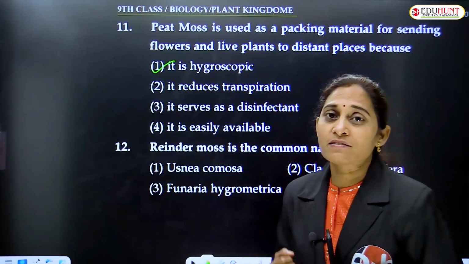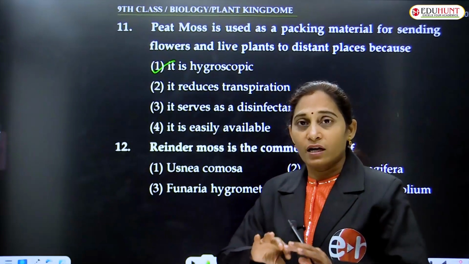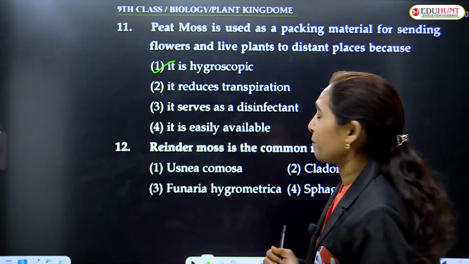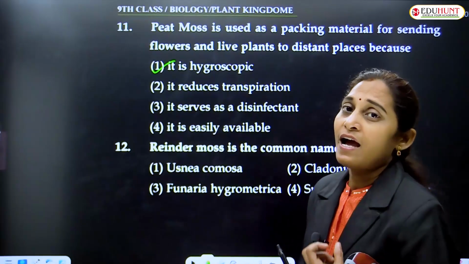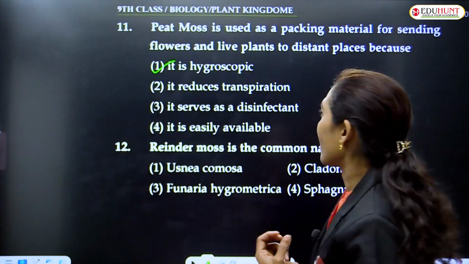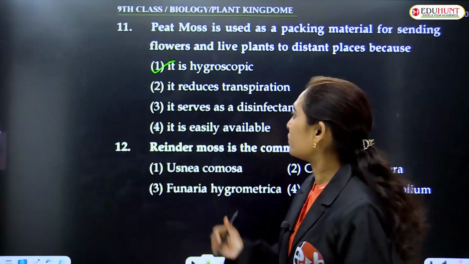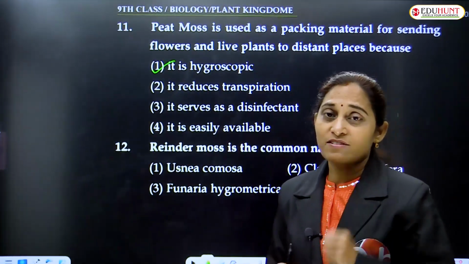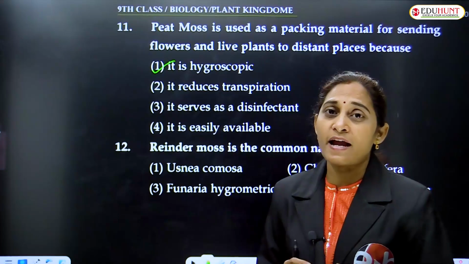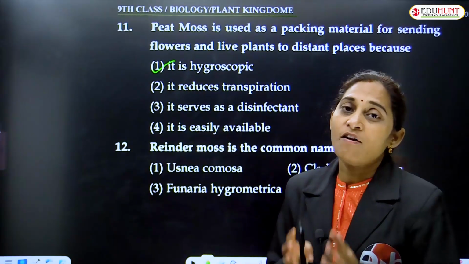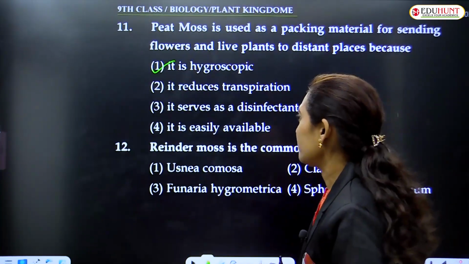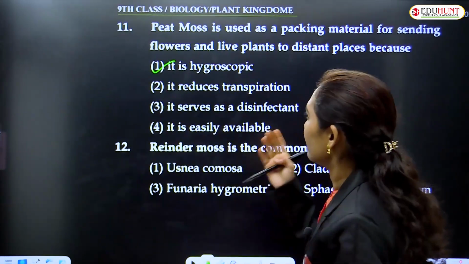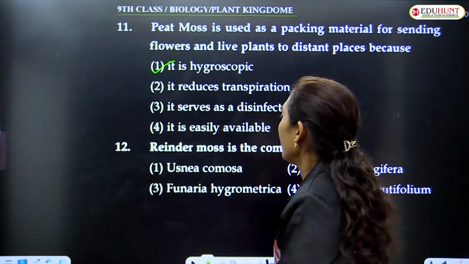So for that reason, we wrap the living plants and even the flowers and flower bouquets with sphagnum or peat moss, because it attracts the moisture from the surroundings and keeps the material fresh. So that is the reason for using peat moss as a packing material.